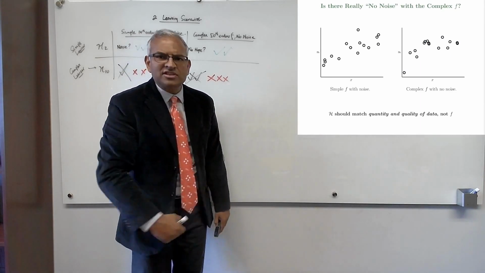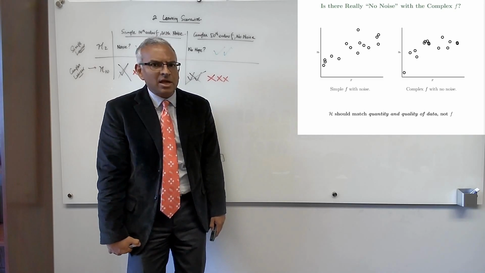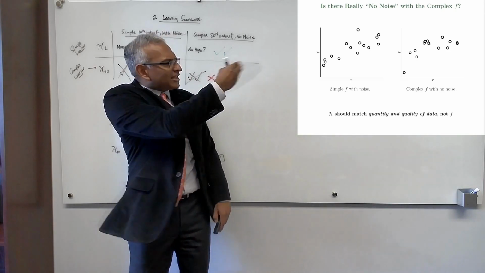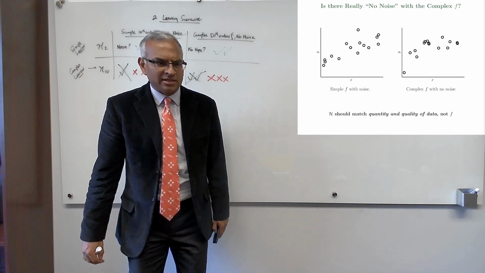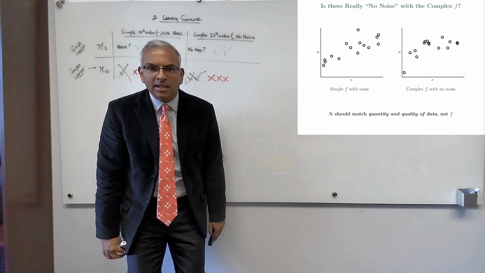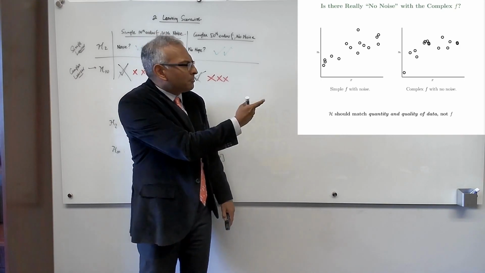You don't know if the left is a complex target function with no noise or a simple target function with noise. Same thing on the right. Look at the data that you would see when you approach the problem as a machine learner. That's what you would see. And you can't tell whether there's noise or not, and whether the target function is simple with noise or complex with no noise.